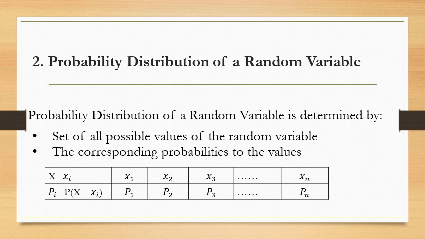Probability distribution of a random variable. The probability distribution of a random variable is determined by two things. First, the set of all possible values of the random variable. Second, the corresponding probabilities to the values. X equals xi, which is the first value, the second value, the third value, x1, x2, x3, etc. till xn. Pi, probability of x equals xi: p1, p2, p3, pn.